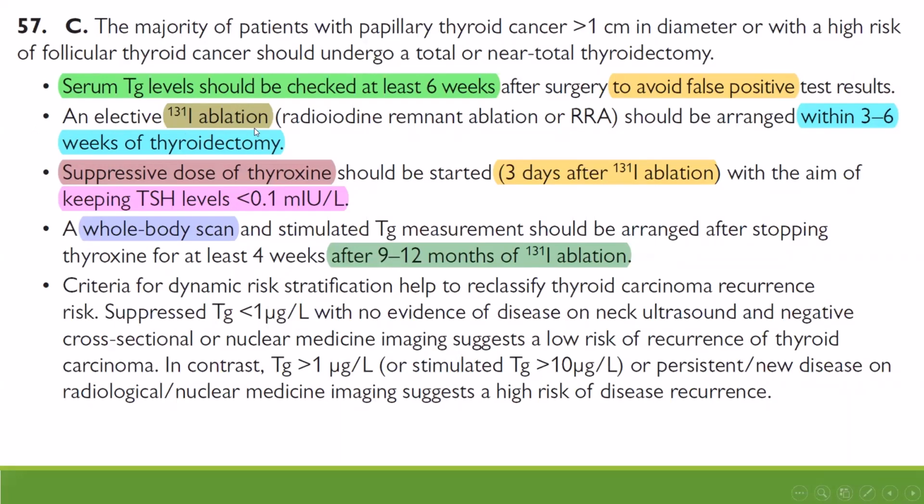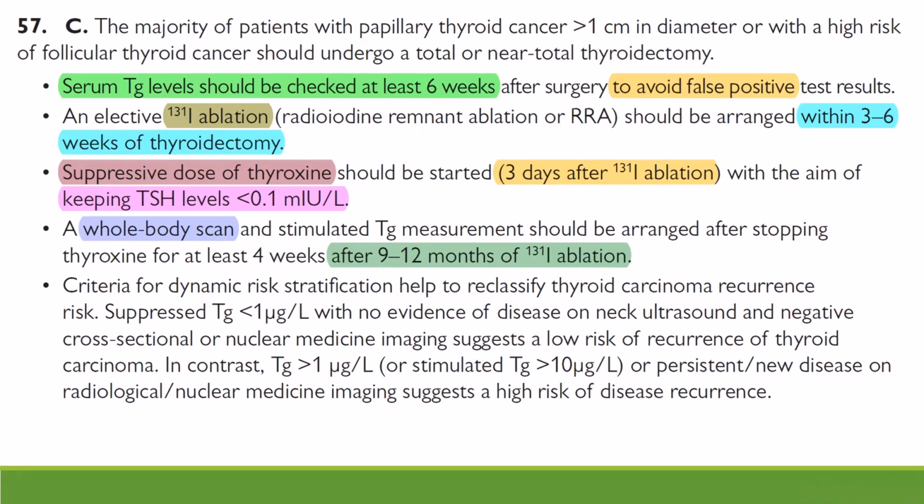An elective radioactive iodine ablation should be arranged within 3 to 6 weeks after thyroidectomy. A suppressive dose of thyroxine should be started 3 days after radioactive iodine ablation, keeping TSH level less than 0.1 in the high risk group. Whole body scan with stimulated TG should be arranged after stopping thyroxine for at least 4 weeks, 9 to 12 months after radioactive iodine ablation, if indicated. Whole body scan is only indicated in the high risk group.